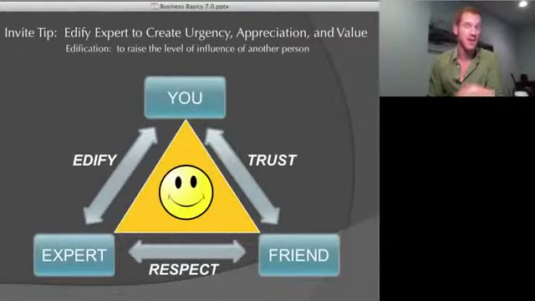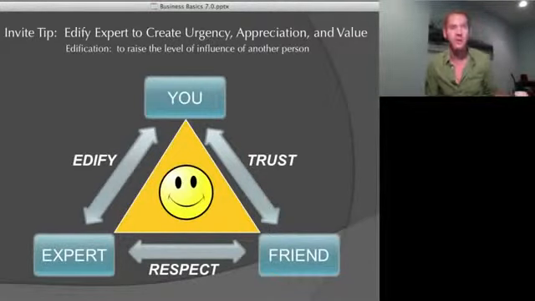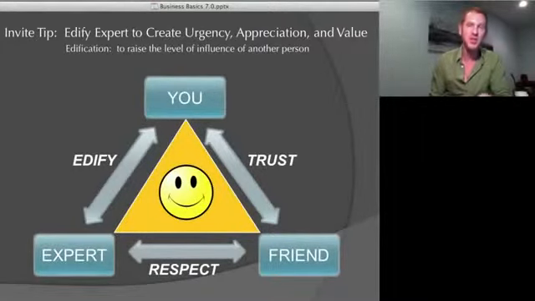I mean, you can edify anything. You can edify an event, you can edify a person, you can edify a trip, you can edify a camera, you can edify a cup of coffee, you can edify anything. But it's especially important here because when you edify someone else, you create urgency and you create appreciation and you create value.